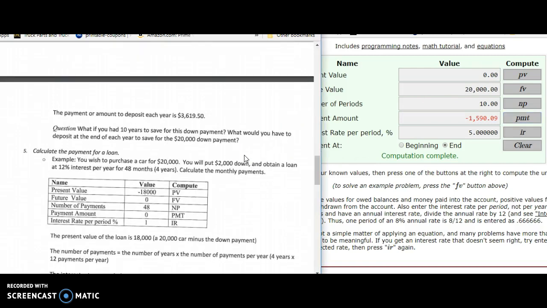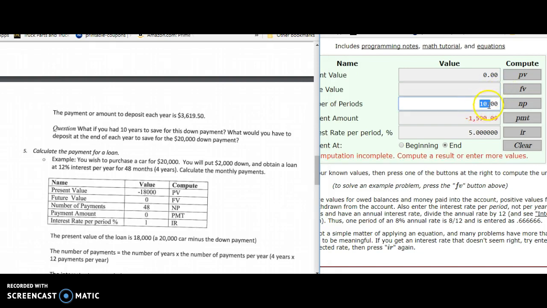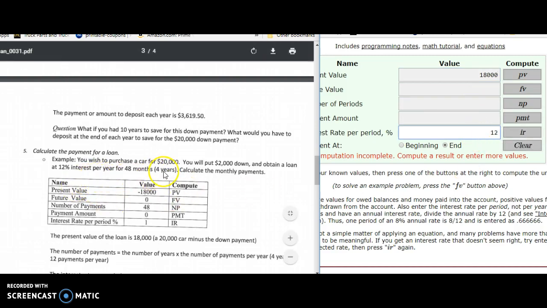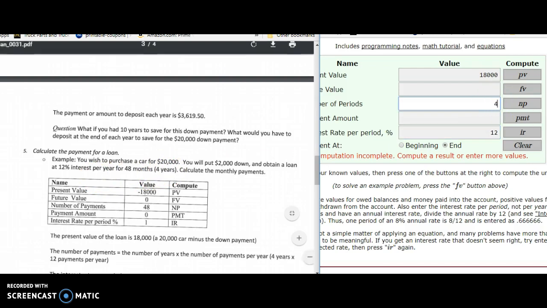You wish to purchase a car for $20,000 and you put down 2, so you have to take out a loan for the 18. So let me get rid of my numbers so we can start clean. So you need to take out a loan for 18,000 right now. The car's 20, you put 2 down, you have to take out a loan for 18. Okay? And the loan is going to be 12% per year. And you're going to take it out for 4 years.